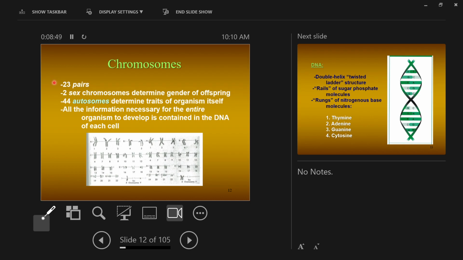Every cell of your body, that's every somatic cell, will contain 23 chromosomes. And less importantly, 2 of those chromosomes are the sex chromosomes determining the gender or sex of the offspring. This will be like what we call nowadays the sex assigned at birth, right? Male or female. And 44 autosomes, which determine the traits of the organism. More importantly, 23 pairs. And very importantly, all the information necessary for the entire organism to develop is contained in the DNA of each cell.